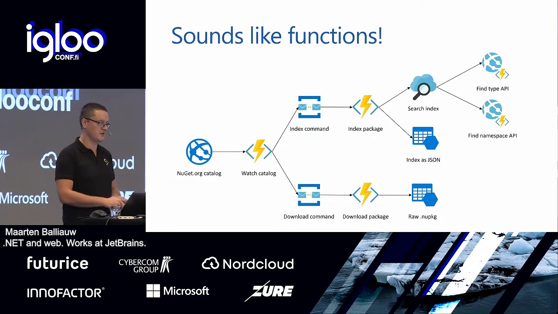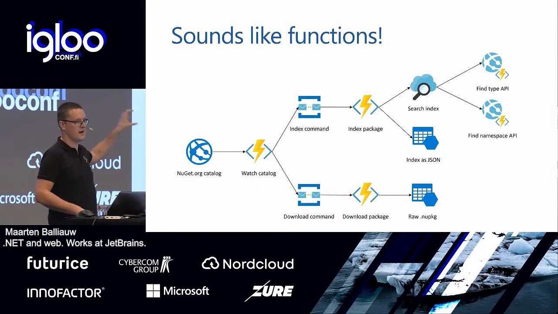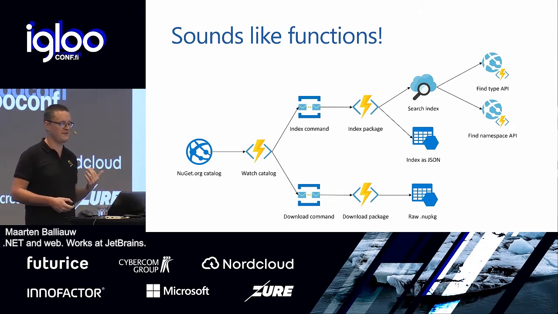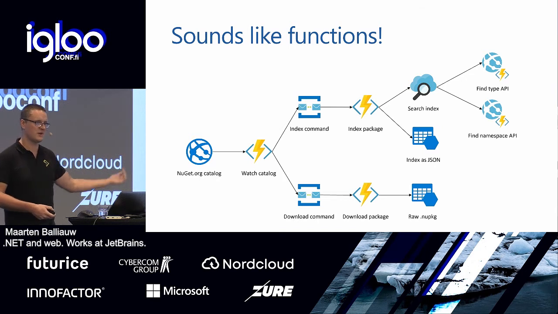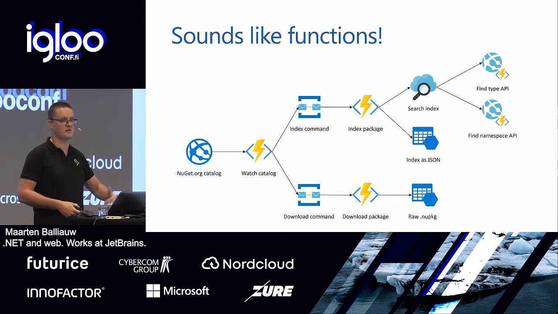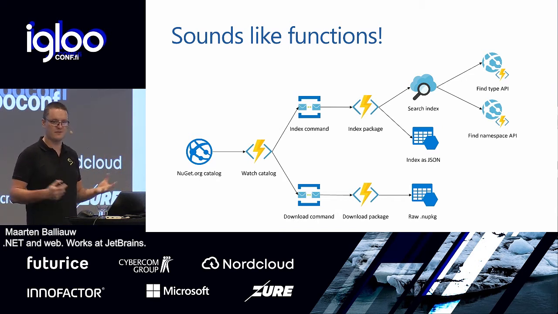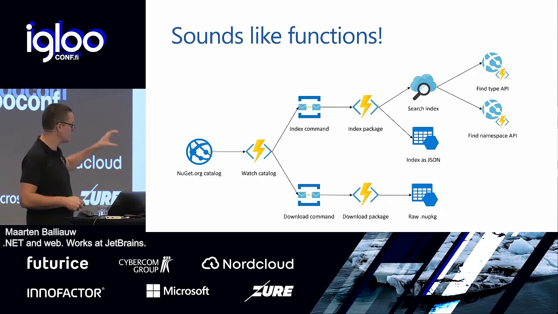And we started building functions. We have the catalog. We have one function looking at whatever is happening in that catalog. We enqueue the fact that we want to index that package. We also added a second queue to download the actual binary, so we have a copy of it for further analysis at some point if we want to. Both of those queues have their own functions listening to it. One to download the package, one to actually index the package and push it into Azure Search.